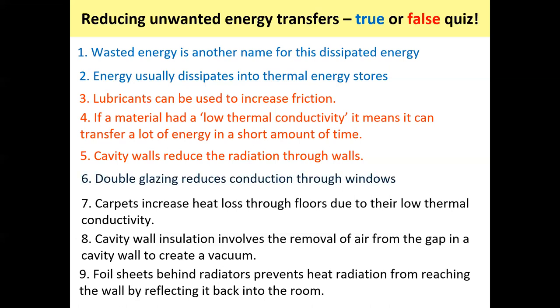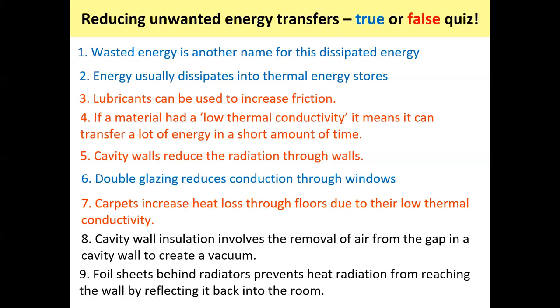Question six. Double glazing reduces conduction through windows. Yes, it does. Because again, by having that airspace between those two panes of glass, air is a really good insulator. Question seven. That's false. Carpets will actually decrease heat loss through floors. And it is because of their low thermal conductivity. So they don't increase, they decrease heat loss.